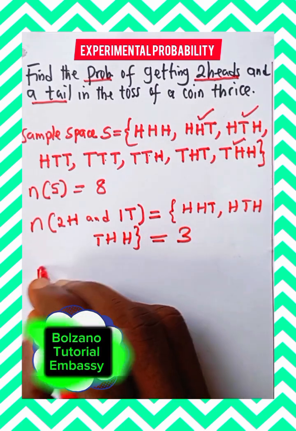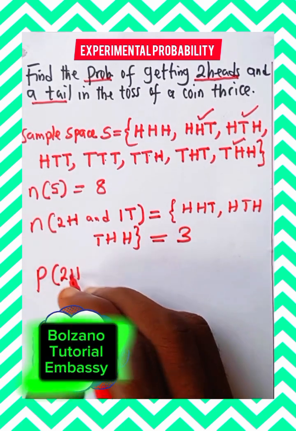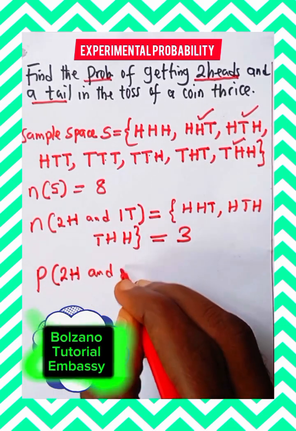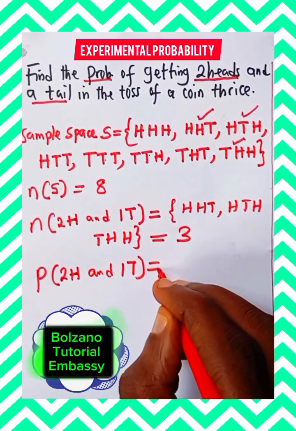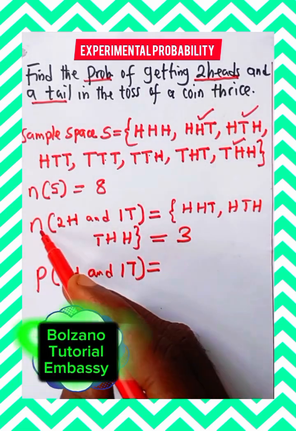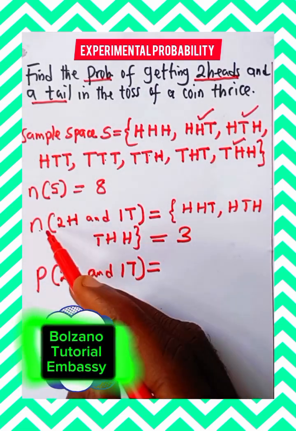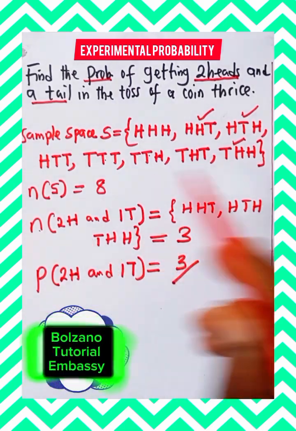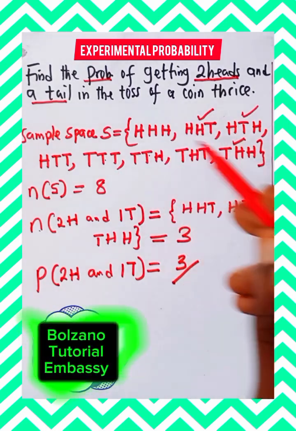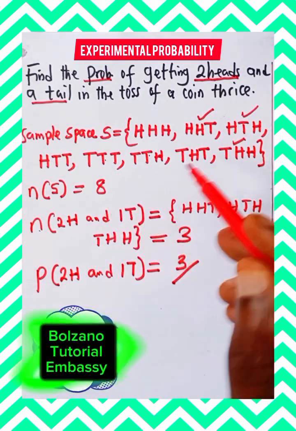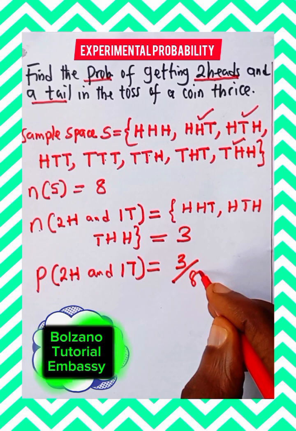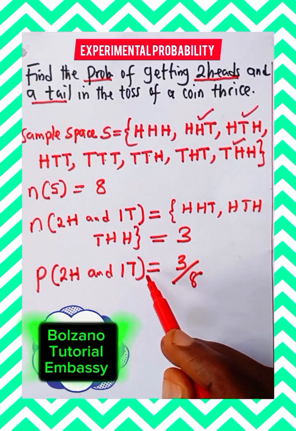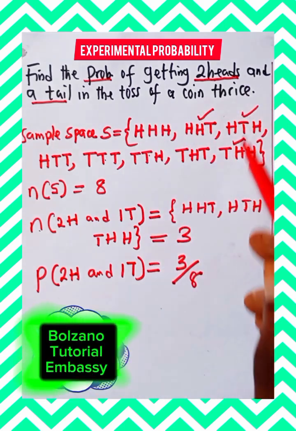Okay, now the probability of having 2 heads and 1 tail, which is the key question we're asked to find, is equal to the number of 2 heads and 1 tail outcomes. In this instance, that is 3, all over the total outcomes, which is 8, the number in the sample space. So the probability of having 2 heads and 1 tail in a throw of a coin 3 times is 3 over 8.